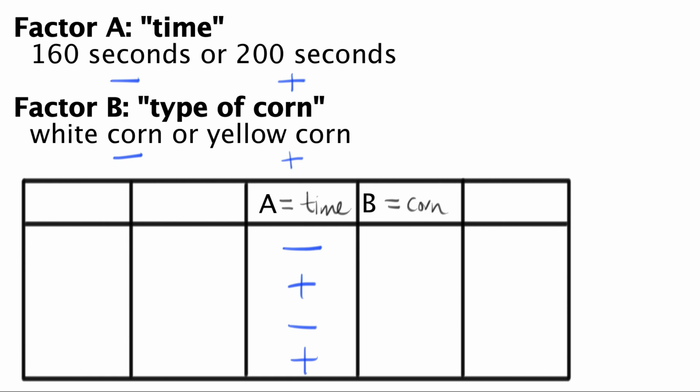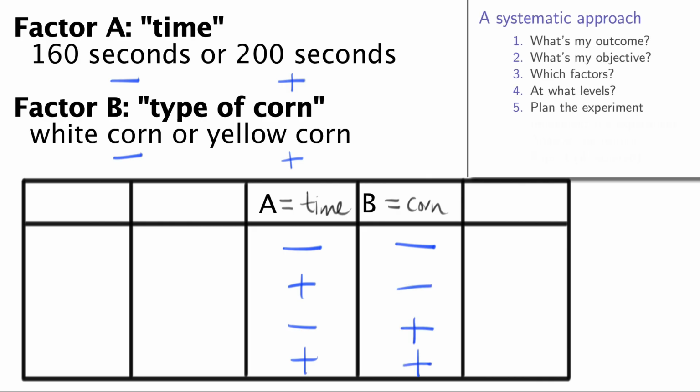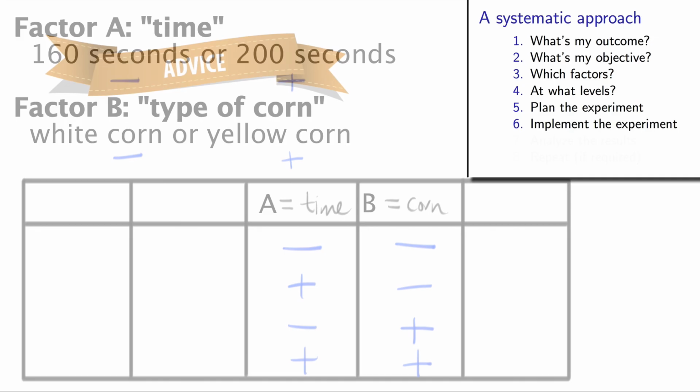So complete this table now by adding column B and vary that column one step slower than the prior column for column A. Minus, minus, plus, and then plus. Now we are ready to implement the experiments.